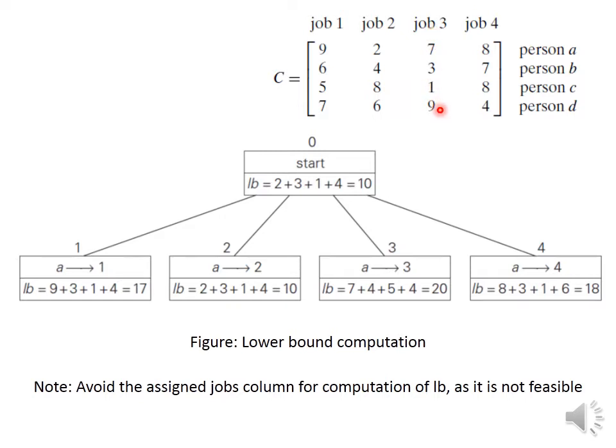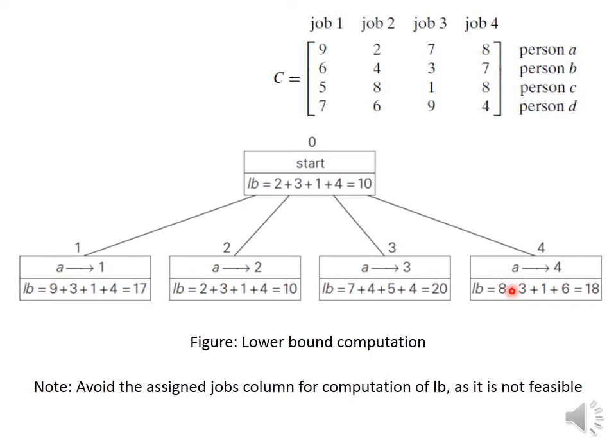For example, person A is assigned with job 3, the cost is 7 here. So exclude the third column, then compute the minimal values. For 7, 4, 6, the minimal value is 4. For 8, 8, 5, the minimum value is 5. For 4, 6, 7, the minimum value is 4. So 7 plus 4 plus 5 plus 4, that is 20.